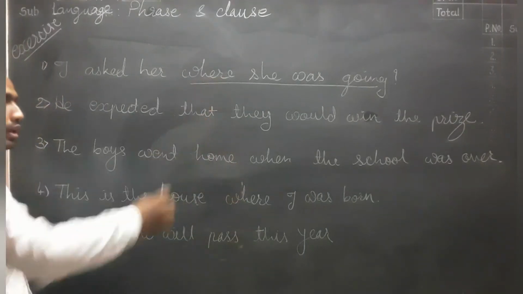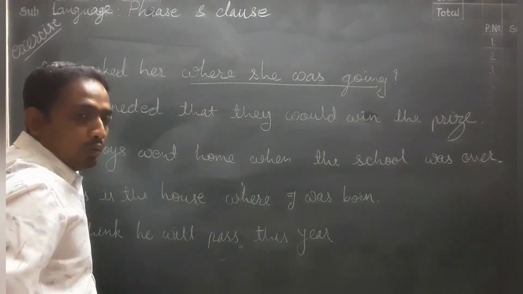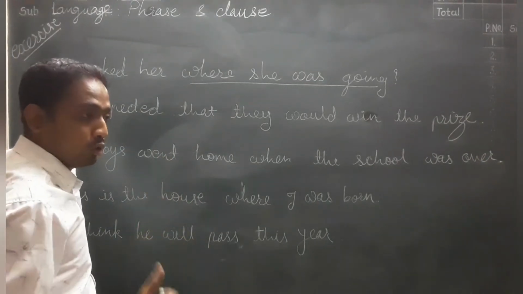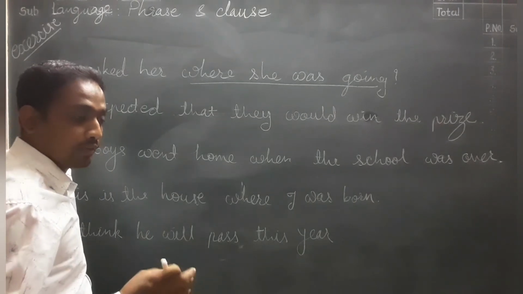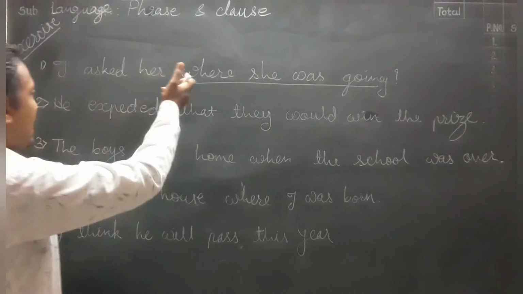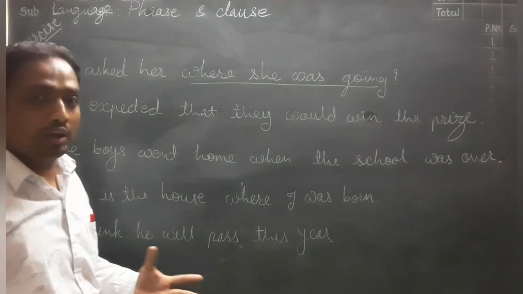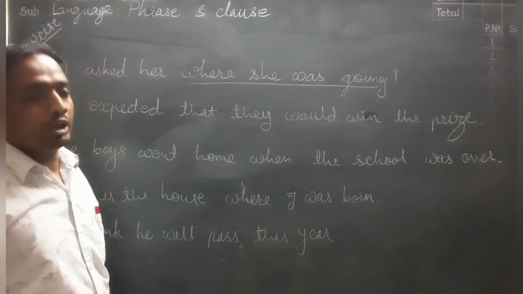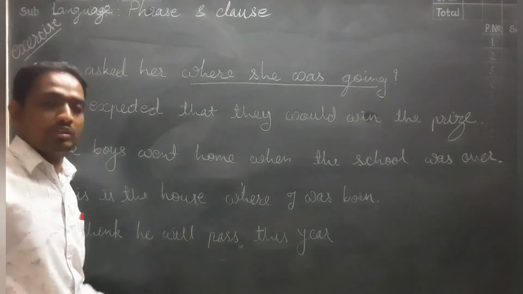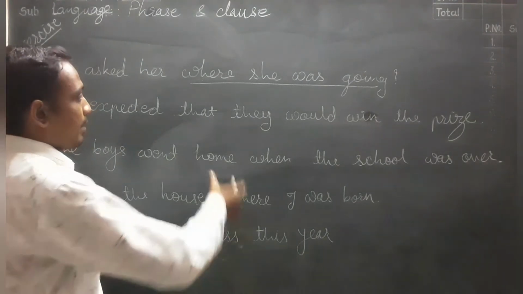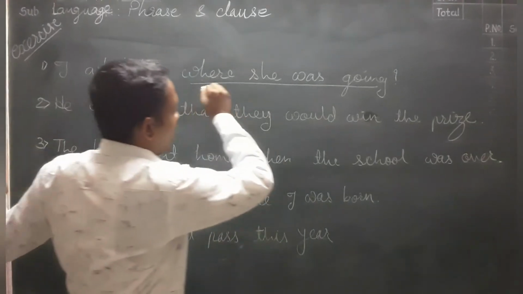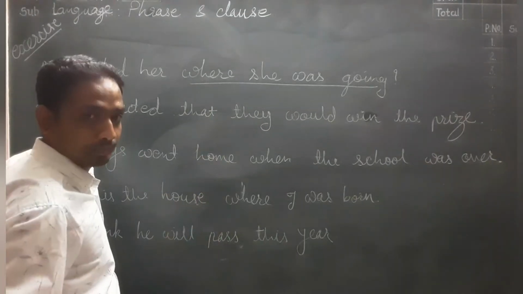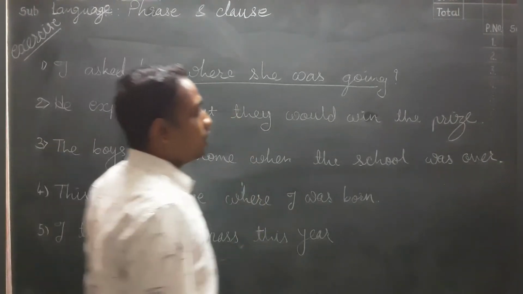I told you some keywords to identify a clause: what, when, where, which. So I asked her what. I asked her where she was going. Whenever you ask a question with what and your reply may be a noun clause. So "where she was going" works as a noun, so it is a noun clause.